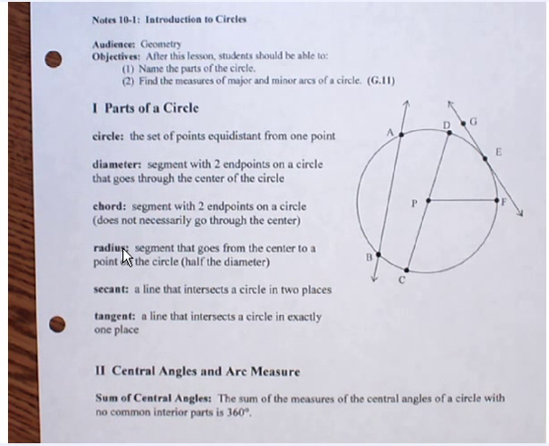First of all, your geometry joke of the day. So the question is, what did the 0 say to the 8? And the answer is, nice belt.